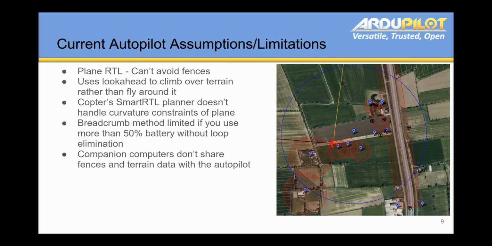And finally, currently with companion computers, we don't really have any libraries built up to share fences and terrain data between the companion computer and the autopilot and make sure they're all synchronized.